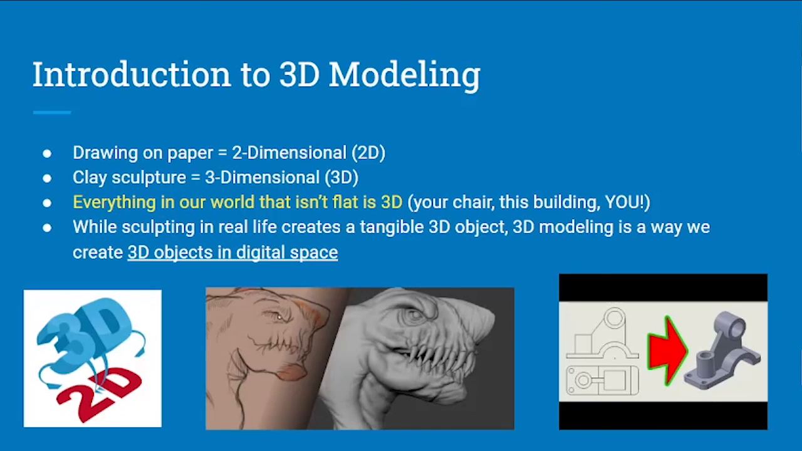So while sculpting in real life creates a tangible 3D object that you can touch and see with your real human eyes, 3D modeling is the way that we create 3D objects in a digital space that we can use to program.